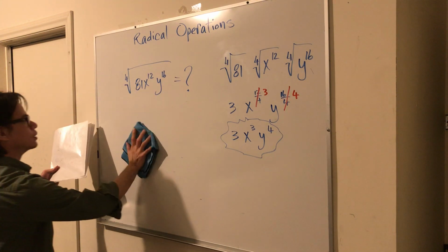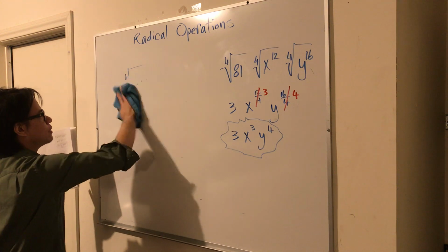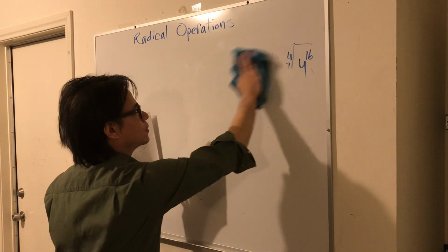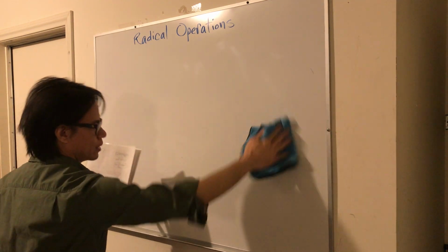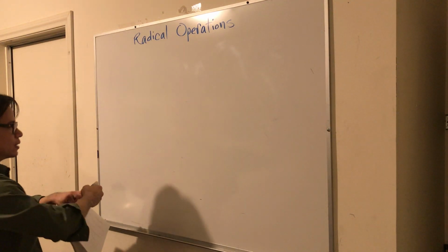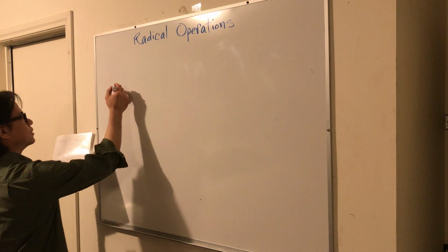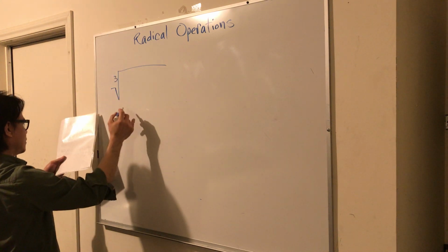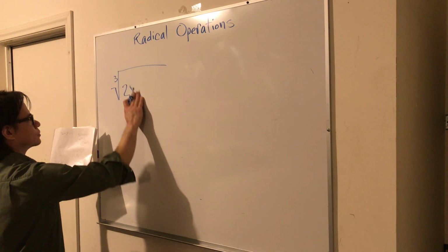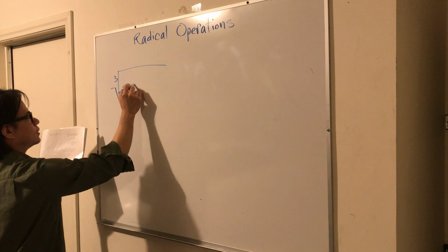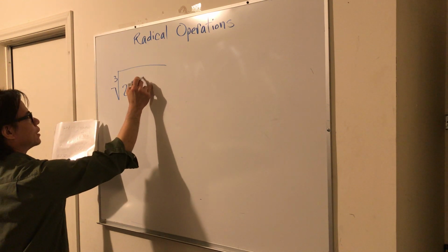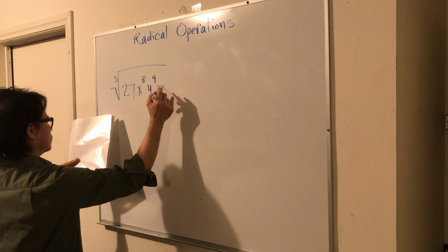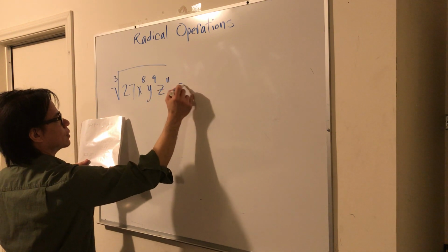Let's look at another one here. Again, use whichever approach you feel is easiest, and see if you can simplify this. We're going to have the 3rd root of 27x to the 8th, y to the 9th, z to the 11th. What would you get?